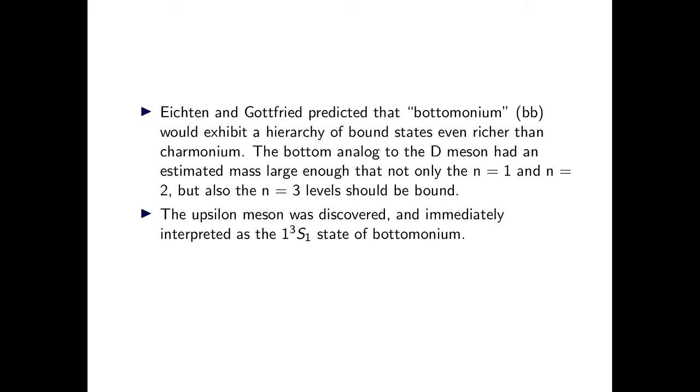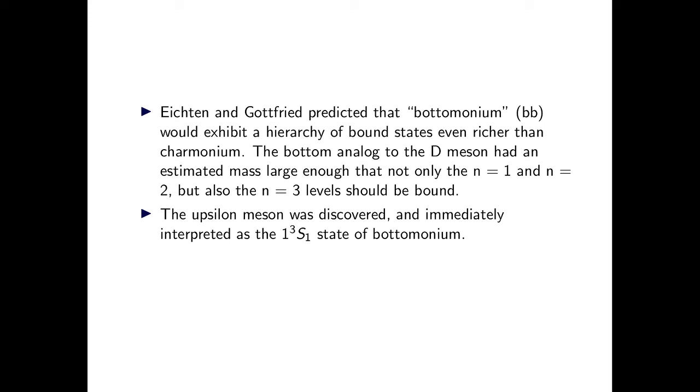So yeah, bottomonium. How did we get to bottomonium? That's quite relatively new. Eichten and Gottfried predicted that bottomonium would exhibit bound states even richer than charmonium. We considered n1, n2, n3 levels also being bound, because it was a prediction based on experimental values we got for charmonium and considering how the bottom quark behaved. So the upsilon meson was discovered, and this was said to be the 1 cube S1 state of bottomonium.